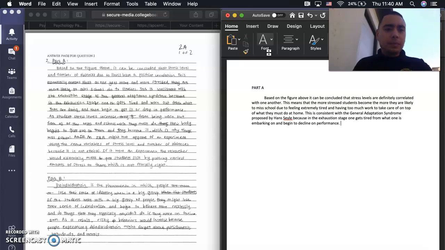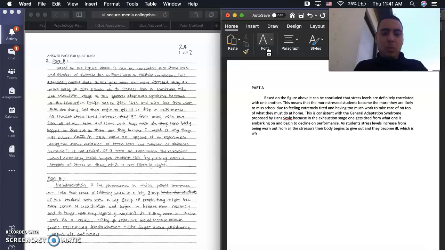Perfect. As students' stress levels increase from being worn out from all these stressors, their body begins to give out and they become ill, which is why they miss school.